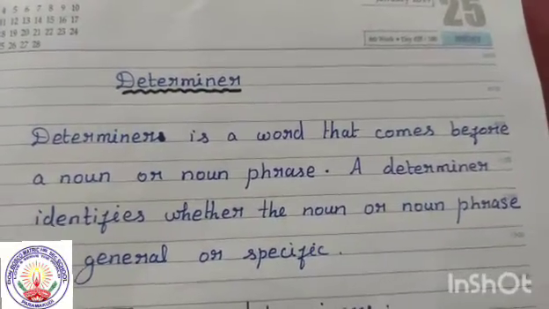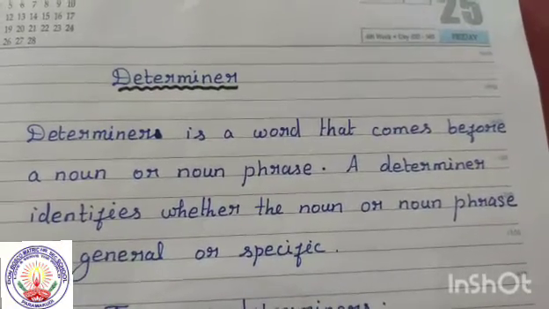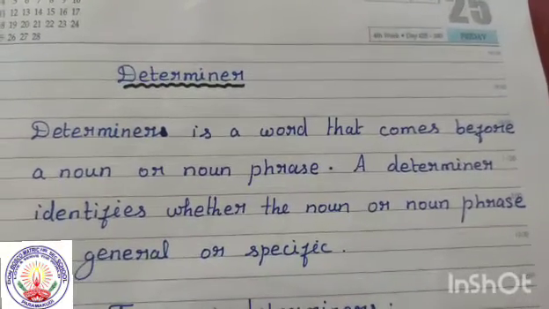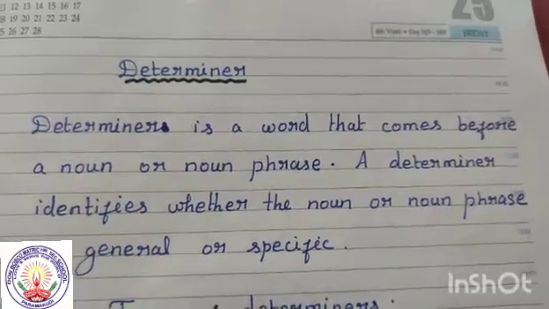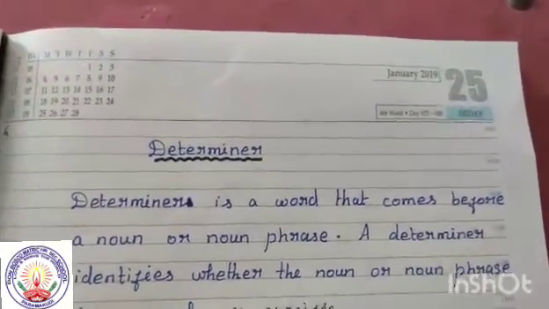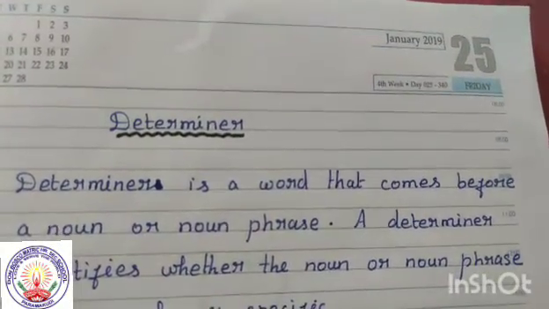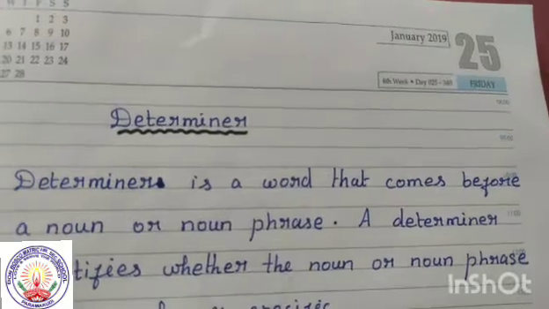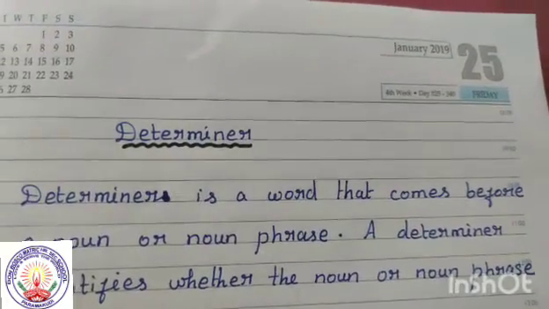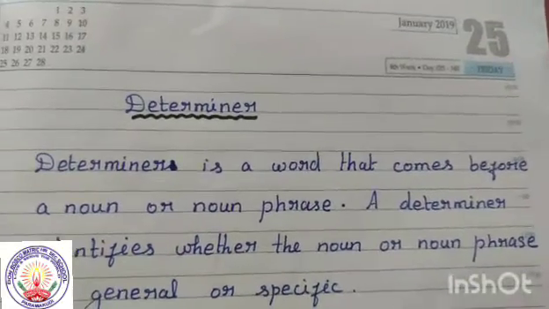Now we enter into our topic, determiner. Determiner is a word that comes before a noun or noun phrase. A determiner identifies whether the noun or noun phrase is general or specific. Like an adjective, a determiner also comes before a noun. What is the difference between the determiner and an adjective?